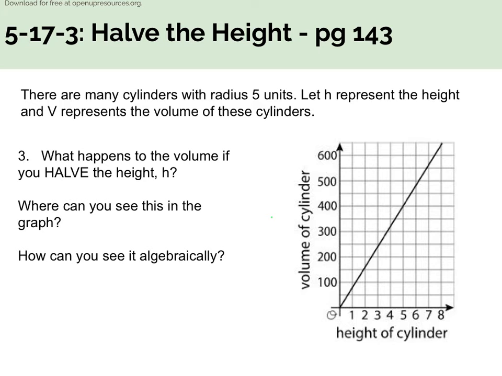So just as we did before, remember, if I take that height, I have 78.5 and I'm going to divide it by 2. So 78.5 divided by 2 equals 39.25. So our equation would be V equals 39.25 H instead of V equals 78.5 H.